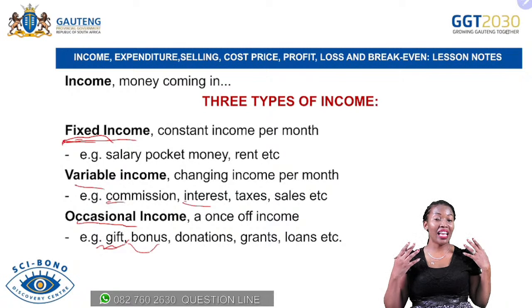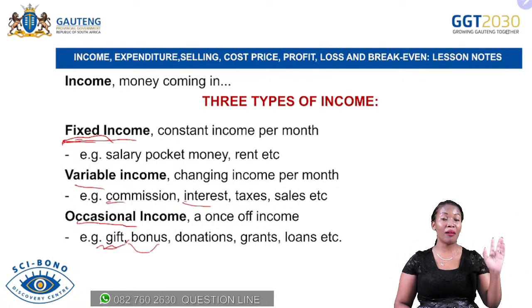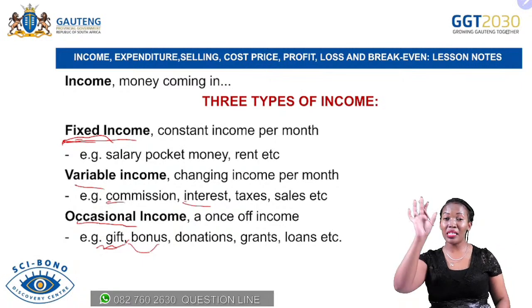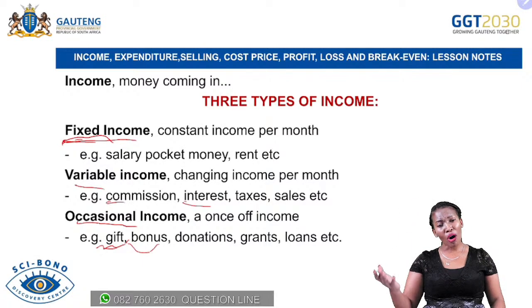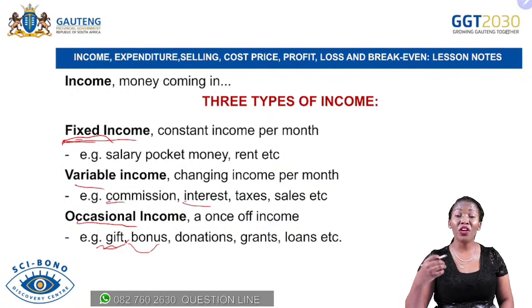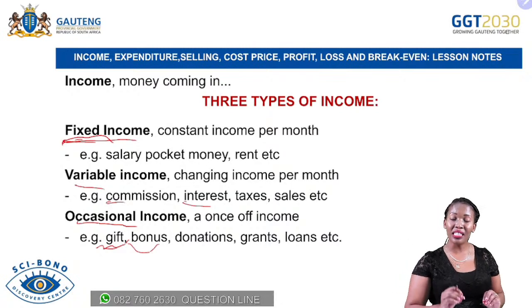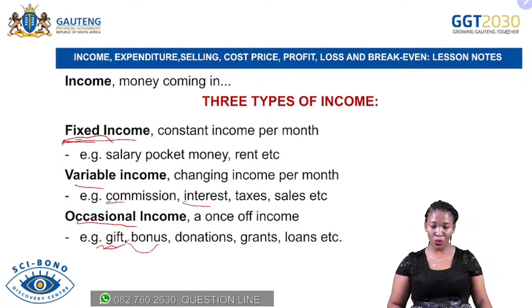An examiner can ask you in the exam to give an example of a fixed income or an example of variable income from the statement that is given to you. Or they can ask you to explain what you understand about variable income. So you should know how to explain every single one of them that is given to you.